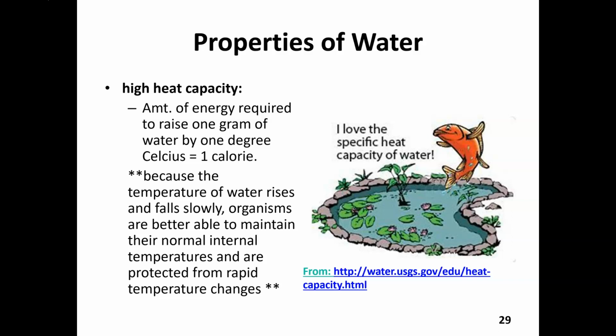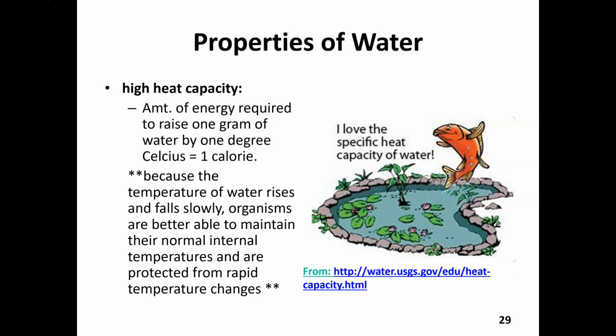And so one of the first properties is water has a high heat capacity. So it takes a lot of energy to raise water by 1 degree Celsius. And what that means is you're not going to have big temperature fluctuations, which means animals that live in water aren't going to go from 60 degrees Celsius to 90 degrees Celsius to 40 degrees Celsius to 10 degrees Celsius because of air temperature. Water remains relatively stable.